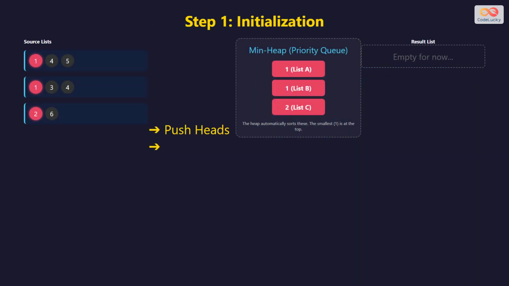Let's visualize this. First, we initialize our min-heap by taking the head node from every single one of our lists and pushing them into the heap. The heap automatically organizes them. In this example, even though we put in 1, 1, and 2, the heap ensures a 1 is at the top, ready to be picked.